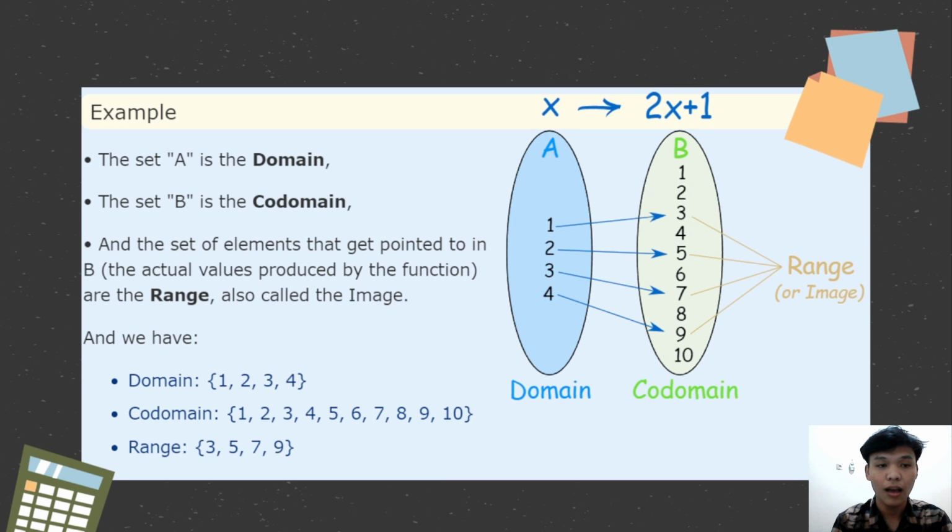For example, the set A is the domain, the set B is the codomain, and the set of elements that get pointed to in B, or the actual values produced by the function, are the range, also called the image. So we have domain 1, 2, 3, 4, codomain 1, 2, 3, 4, 5, 6, 7, 8, 9, and 10. So the range is 3, 5, 7, and 9.